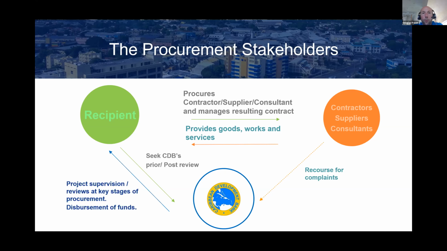So we have a number of options. For our higher value, higher risk contracts, we'll review the procurement at the critical stages as it proceeds. So that would be at the bidding document stage, the evaluation report, the contract. For those lower value, lower risk contracts, the recipients will continue with the procurement and we will take a sample of contracts to look at after award. There is actually a recourse for the private sector also to come directly to the bank when things are not going as they should be, and I'll come back to that a little bit later.